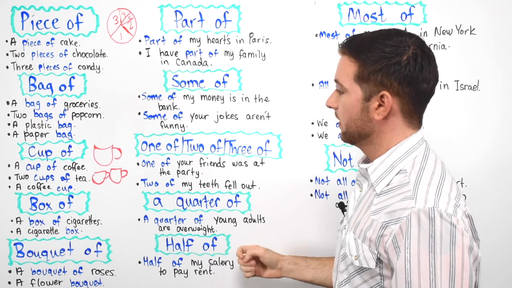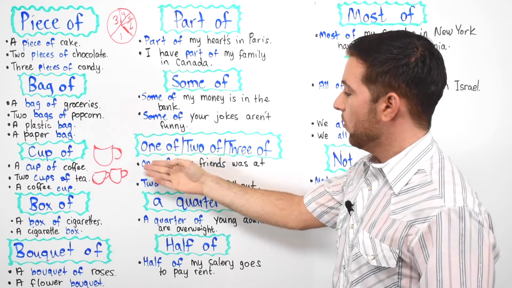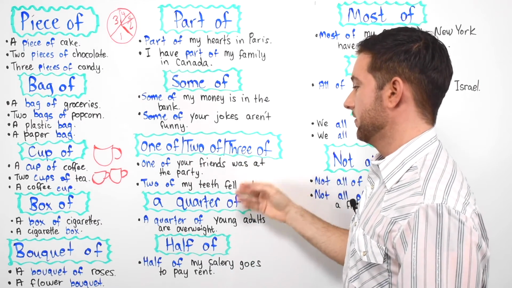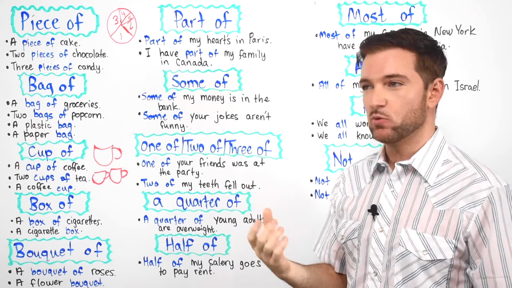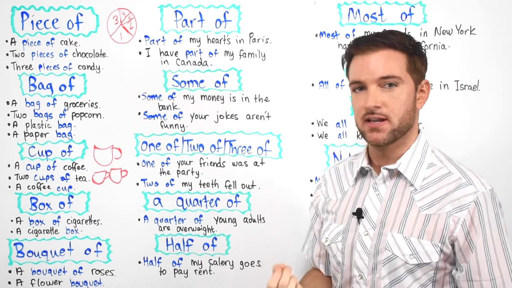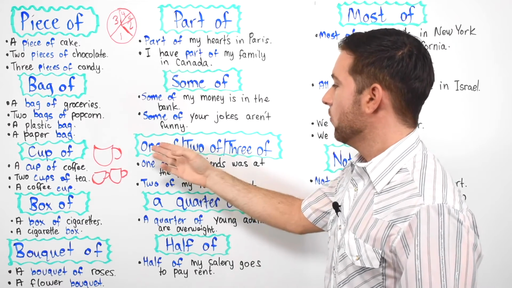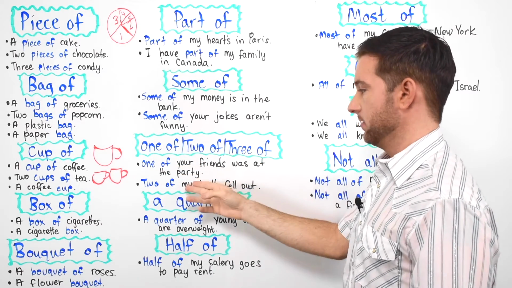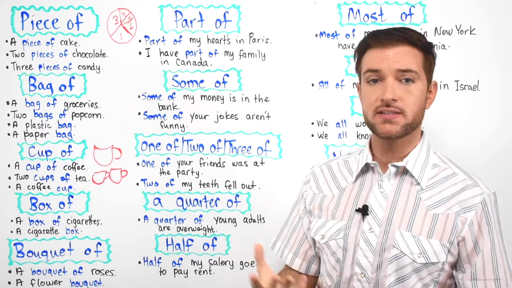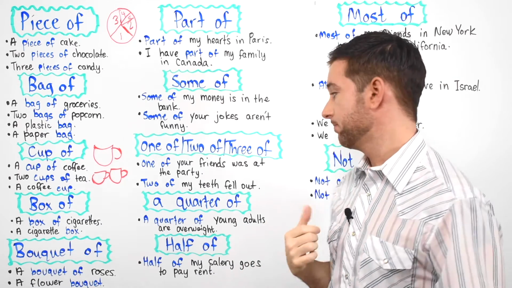bit different. We have one of, two of, and three of. So we're talking about how many. We're specifying more or less the number, okay? One of, two of, three of. One of your friends was at the party. Okay, so you have a group of friends and one of them was at a party.